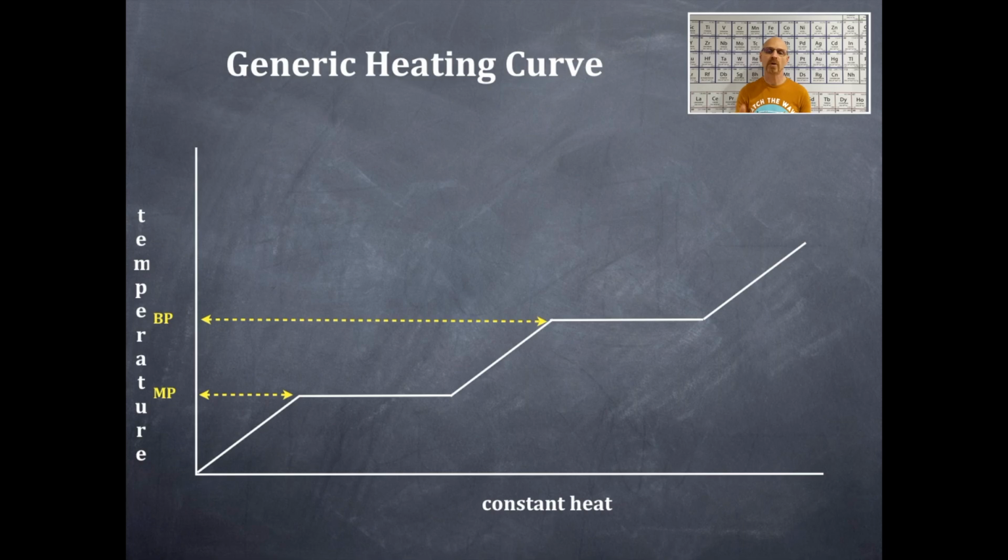So those 2 points define the graph. So no matter what graph you're looking at, you definitely need both the melting point and the boiling point to get these 2 temperature values to set up the entire graph. Okay? That's very critical. That's your first step.